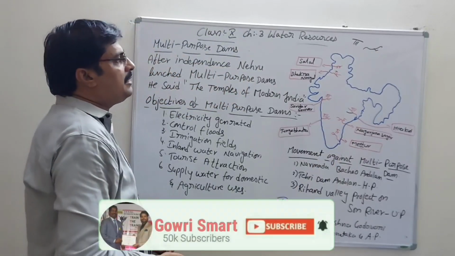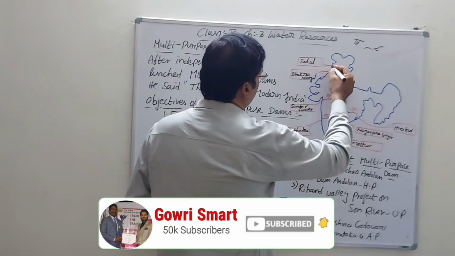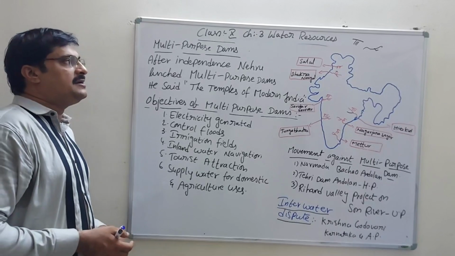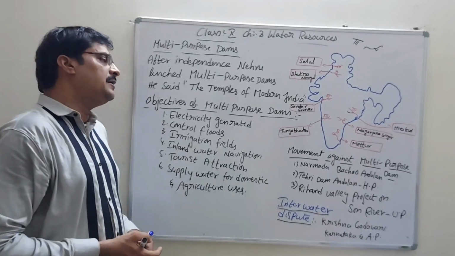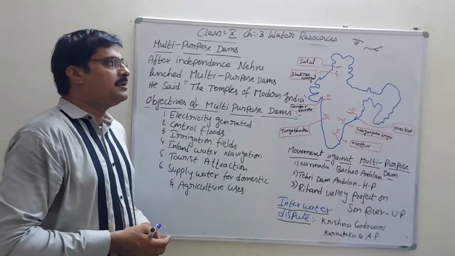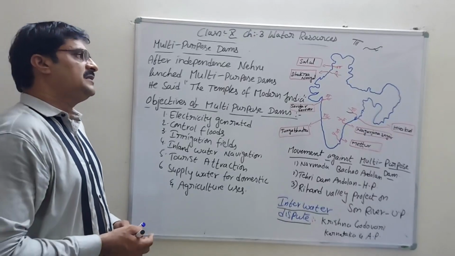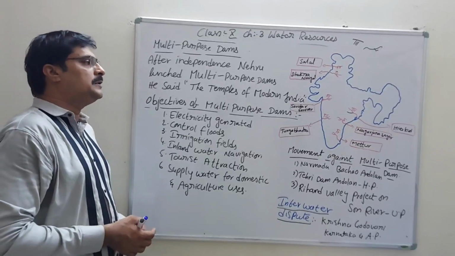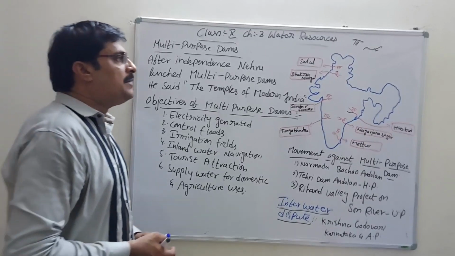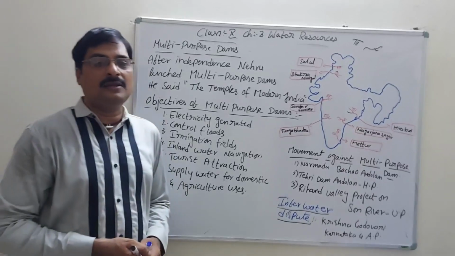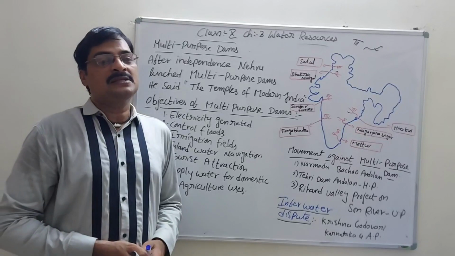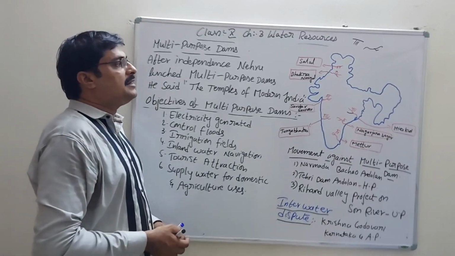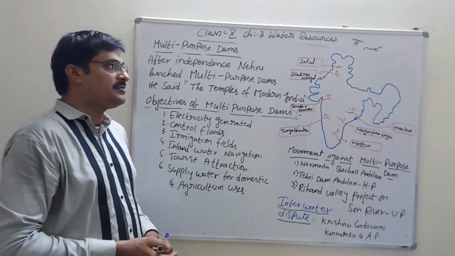Now come to the Salal Dam. It is on the Chenab river, one of the tributaries of the Indus. You know the Indus has five tributaries: Ravi, Beas, Satluj, Chenab, and Jhelum. The Salal Dam is on the Chenab river. One more is the Bhakra Nangal project, on the Satluj river, which is a tributary of the Indus. The dam is constructed on the Satluj river only.